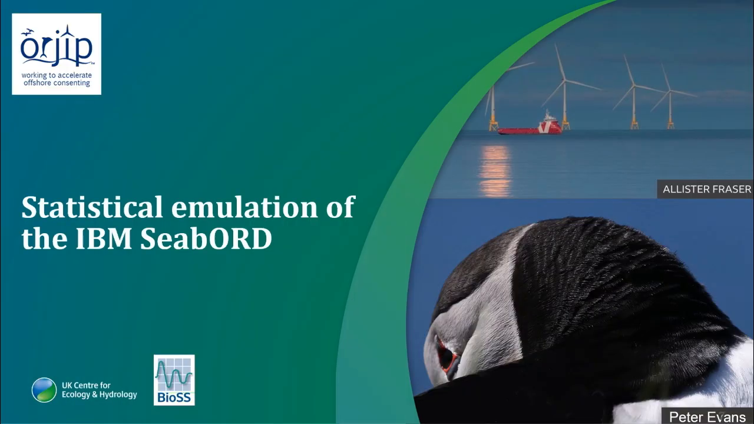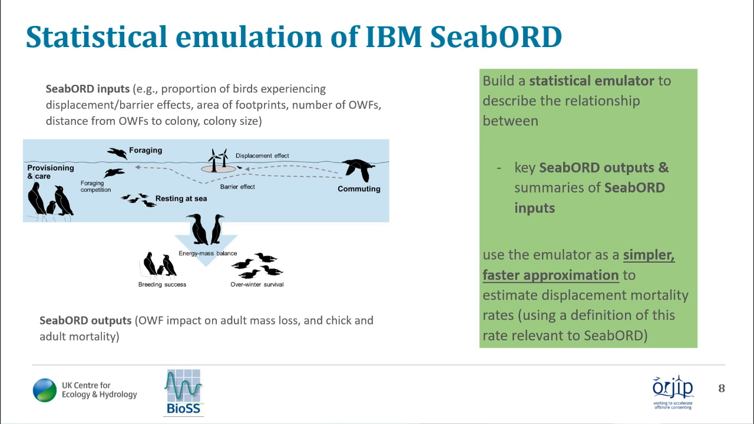So then moving on to the second main part of the project, this was the statistical emulation of the individual-based model, primarily done by BIOS. So statistical emulation is a process that attempts to approximate a very complex model. In this case, we use this method to look at the IBM, SeaBORD. SeaBORD has a range of inputs that can be derived. For instance, the proportion of birds experiencing displacement or barrier effects, the area of footprints, the number of different wind farms being used in the simulation, and the distance from offshore wind farms to colonies of interest.